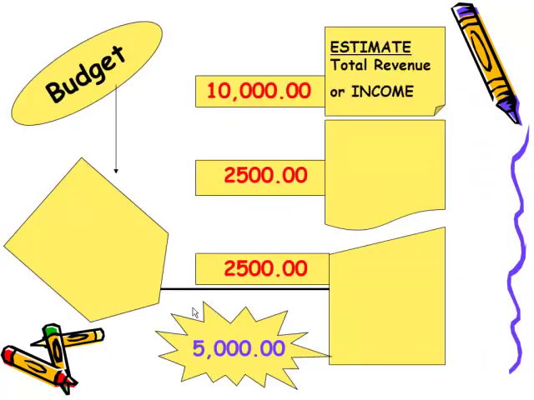So, for example, let's take one example: say $10,000 is your estimate of the income you're going to have.